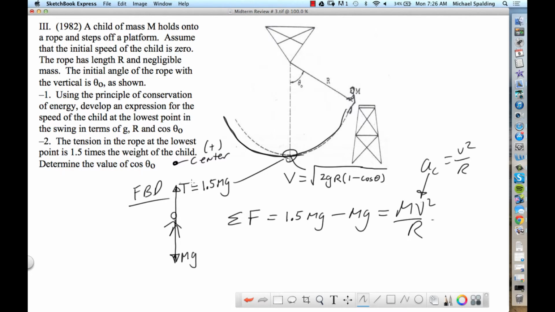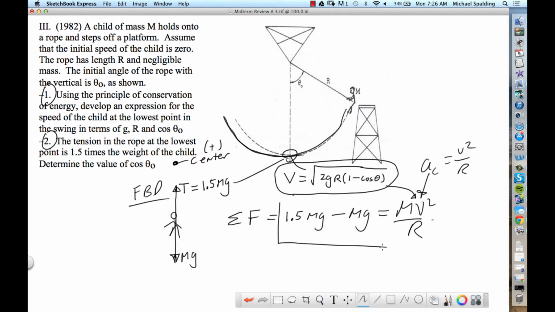Notice that the answer to 2 depends upon the answer to 1. So if you get number 1 wrong, you can't get number 2 right, but you could still get full credit, you know what I'm saying? The answer to number 2 depends on number 1. So if you get number 1 wrong, you're not going to get number 2 right, but you can still get full credit if you show the work. All right, so we're going to take this, the velocity at the lowest point, and plug that in right there.